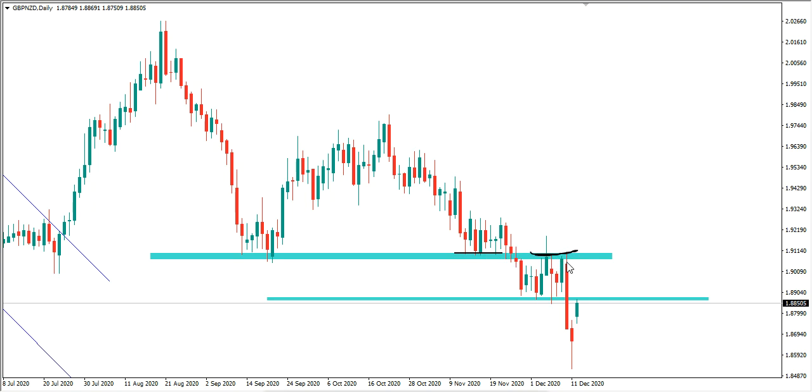We wanted to see that retest before the next move lower, and we can see that that's exactly what happened. We had the retest and the next move lower.